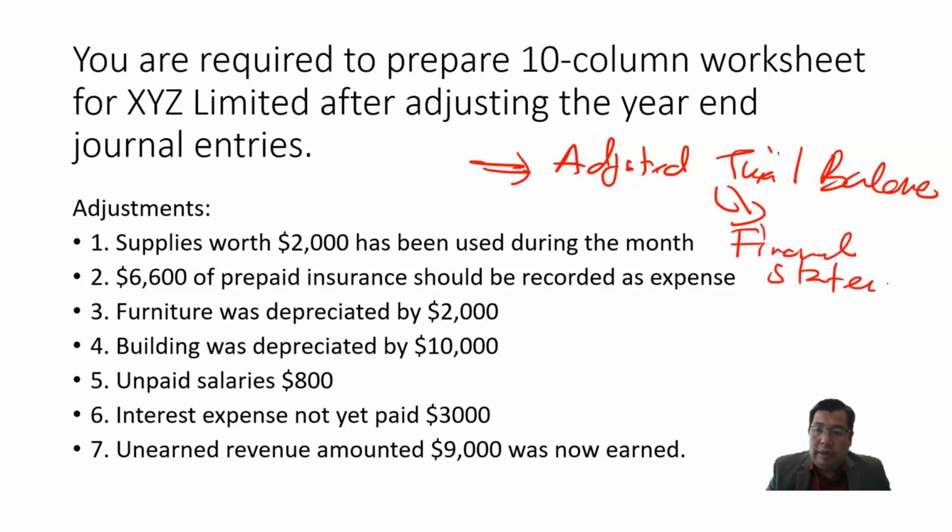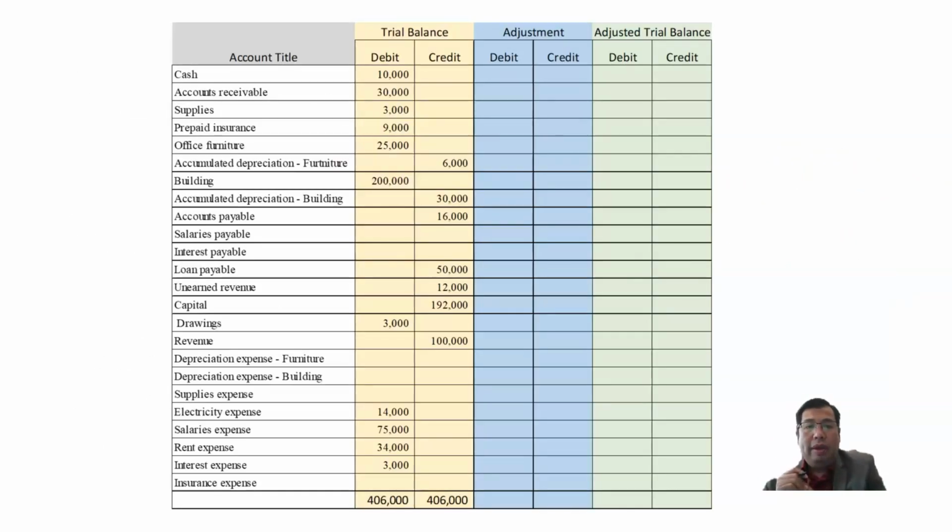So let us take these adjustments one by one. It's not so difficult. Let us go for number one, supplies. If you still remember supplies, we are going to do this. For example, supplies, we have 3,000.